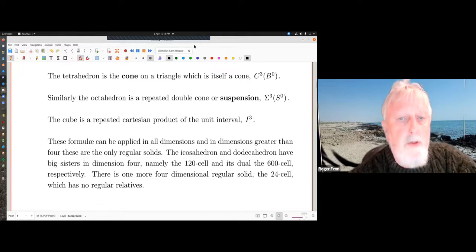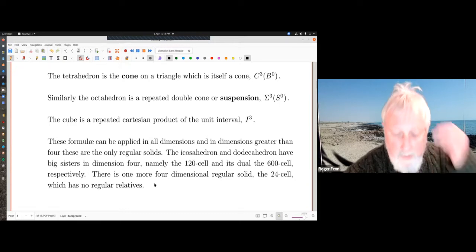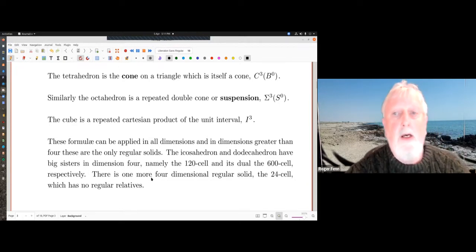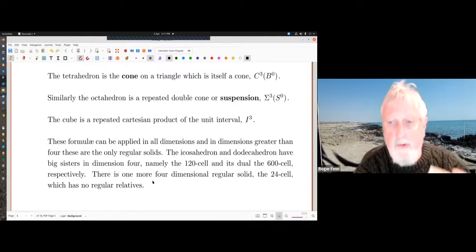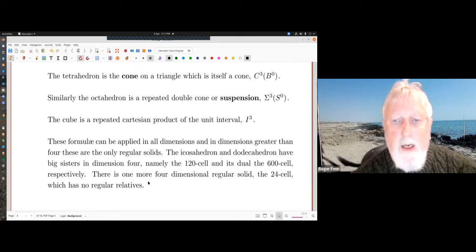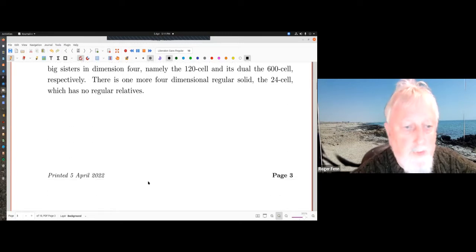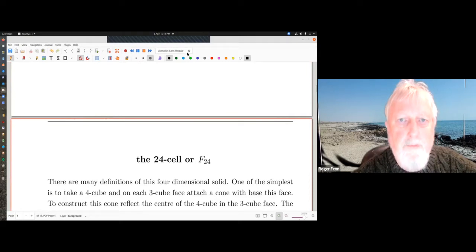Although, rather like the cube and the octahedron and the tetrahedron, it does have a method of repeating itself in all dimensions, but it's only in 4 dimensions where it's regular. In other words, it's the same everywhere. And in 3 dimensions, it is this rhombic dodecahedron. And I will describe how that is defined. So how do I define the 24 cell?